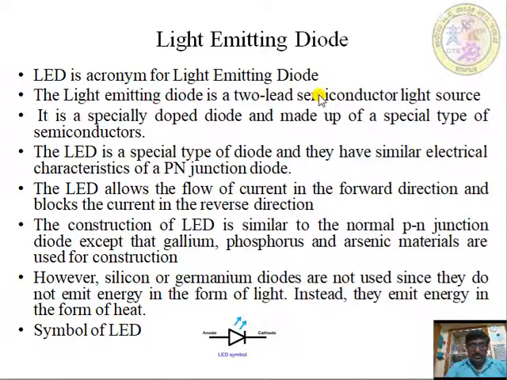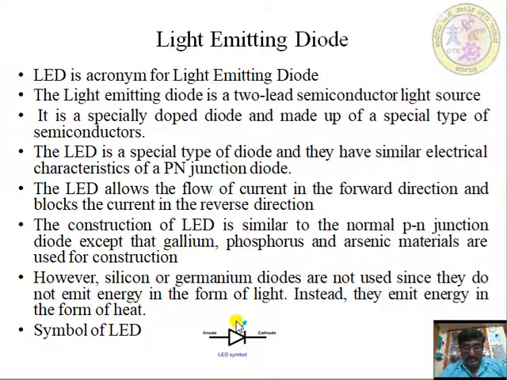The construction of an LED is similar to the normal PN junction diode, except that gallium, phosphorus, and arsenic materials are used for construction. However, silicon and germanium diodes are not used since they do not emit energy in the form of light. Instead, they emit energy in the form of heat. This is the symbol of the LED.